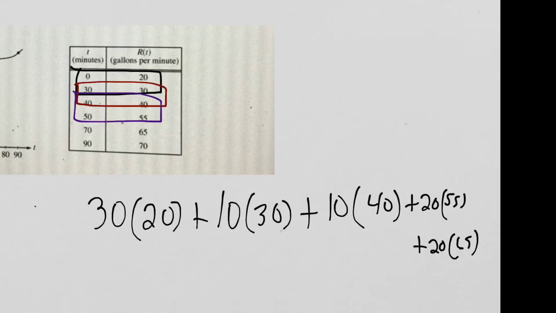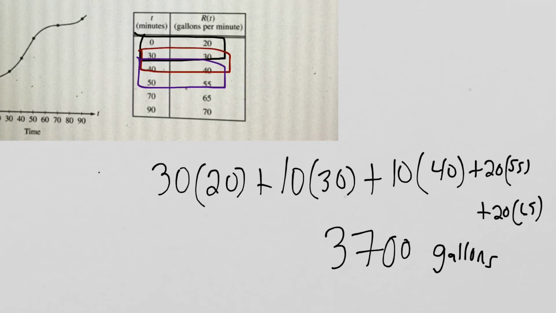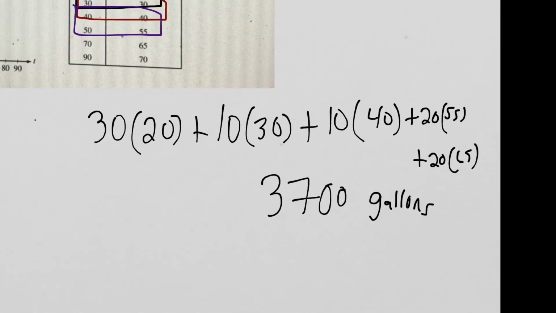Luckily, this is calculator allowed, so you can just type this long expression into your calculator, and you're going to get 3,700. And that's 3,700 gallons, because it's the integral of R of t, which is gallons per minute.